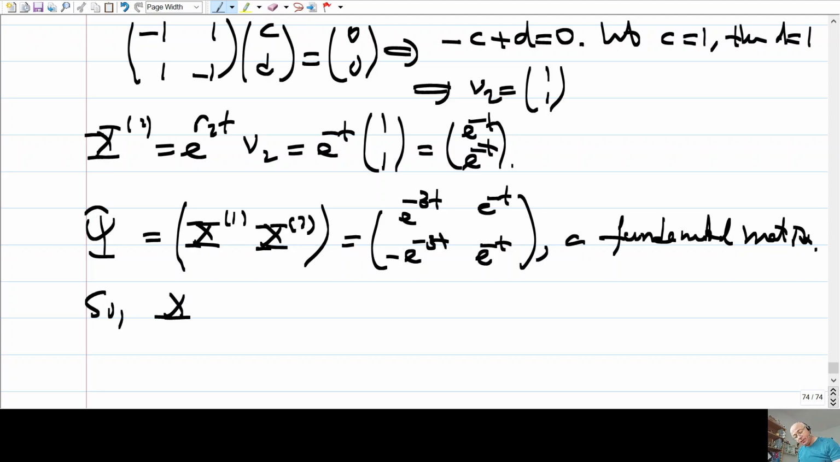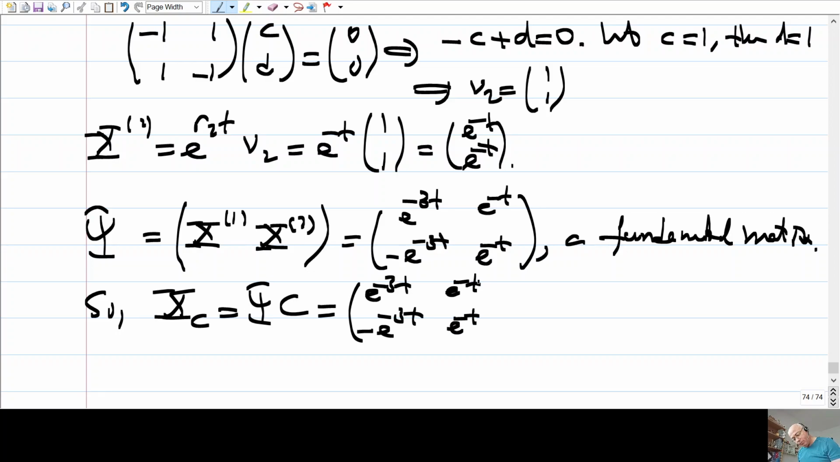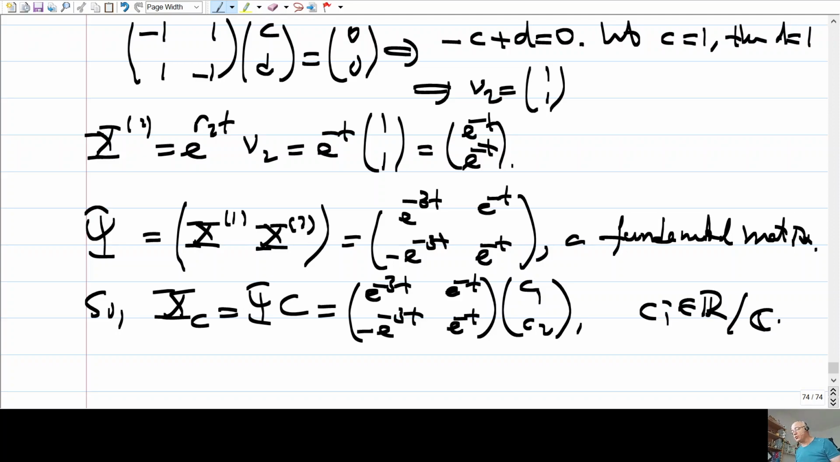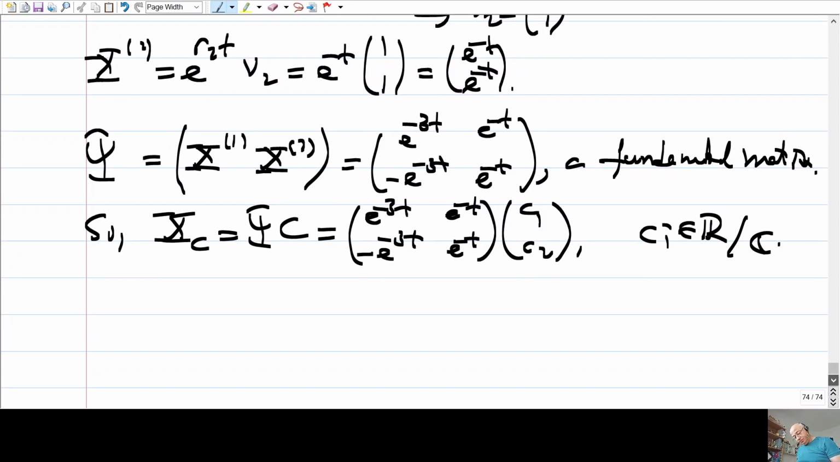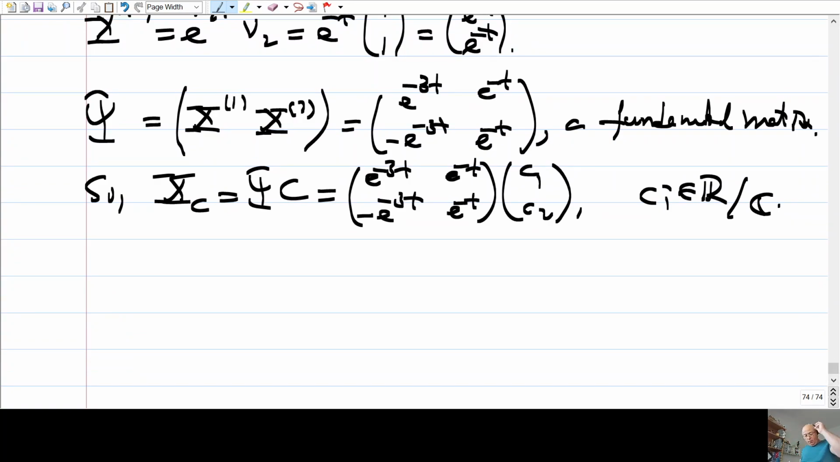So what is the complementary solution? It is the fundamental matrix times (c1, c2), so x_c = [[e^(-3t), e^(-t)], [-e^(-3t), e^(-t)]] (c1, c2), where the c_i are arbitrary real, and actually you can also take complex numbers. What about the particular solution x_p?